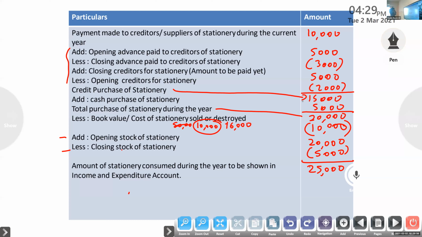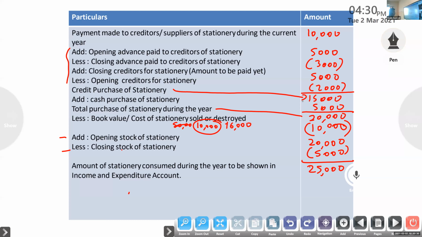Then from that, you have to minus book value of stationery or sports material or medicine sold. Then with that opening stock of stationery, you have to add, less closing stock of stationery. Then the final answer only will come on the expenditure side. So if you know this format, you can do any problem. If you don't know, then it will be difficult.